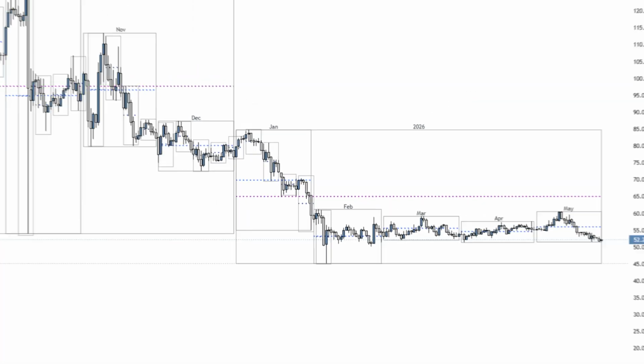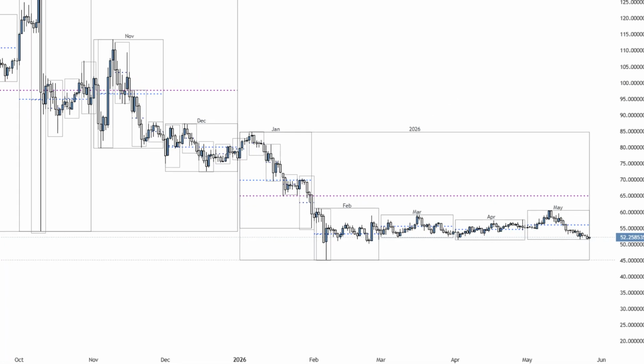Let's begin. Back in January this year, Litecoin revisited that October 10th low, but importantly, the market failed to break lower. At the time, that potentially hinted that Litecoin might be trying to establish a larger base before eventually rotating back higher toward the October highs.